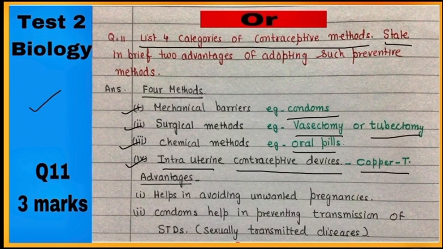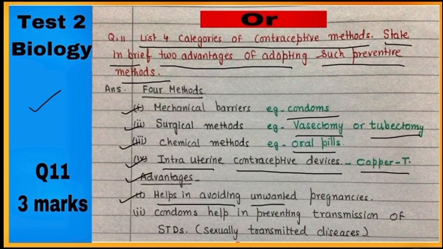Now second part of the question. State in brief 2 advantages of adopting such preventive methods. Two advantages are: number one, they help in avoiding unwanted pregnancies, and number two, condoms help in preventing transmission of sexually transmitted diseases.